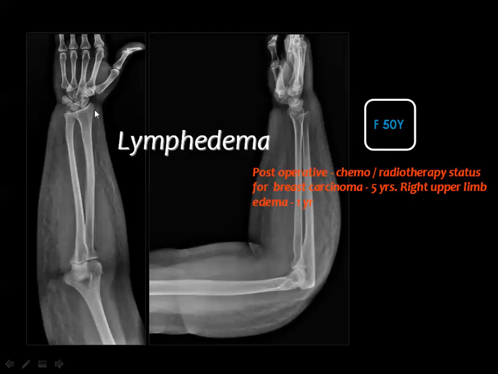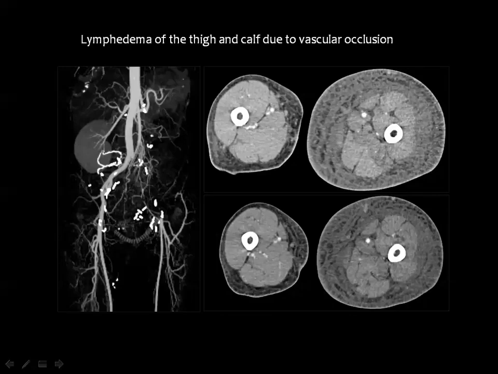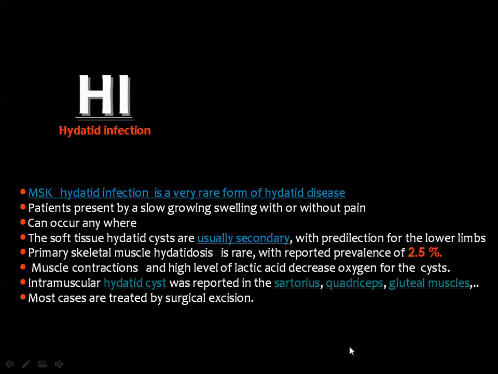And this is lymphedema after chemo and radiotherapy for breast cancer. There is significant upper limb swelling with stranding and reticulation of the subcutaneous fat. And this is lymphedema of the thigh and the calf secondary to vascular occlusion. And you can compare the affected thigh with the normal thigh, with a marked increase in the thickness of the subcutaneous fat, which is totally involved by fluid and inflammatory densities.